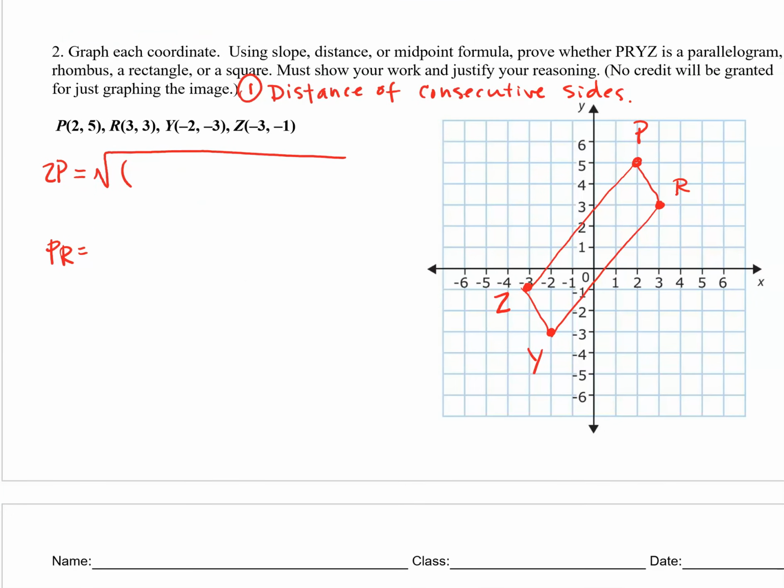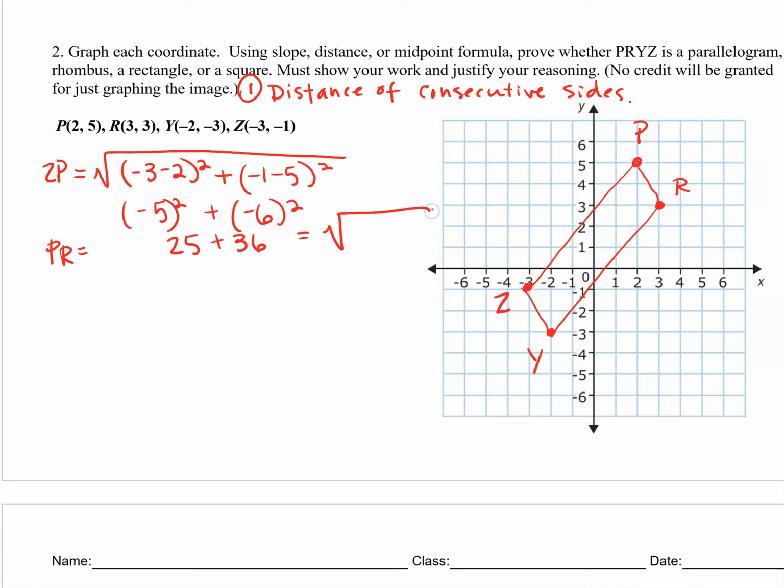That's step 1. All right, so you can use coordinates. From Z to P would be x minus x, which would be -3 minus 2 squared, plus y minus y squared, -5 squared plus -6 squared. -5 squared is 25, -6 squared is 36, and this equals the square root of 61. Okay, now that's using the distance formula. I'm going to show you, you can also do it a little bit easier, I think.